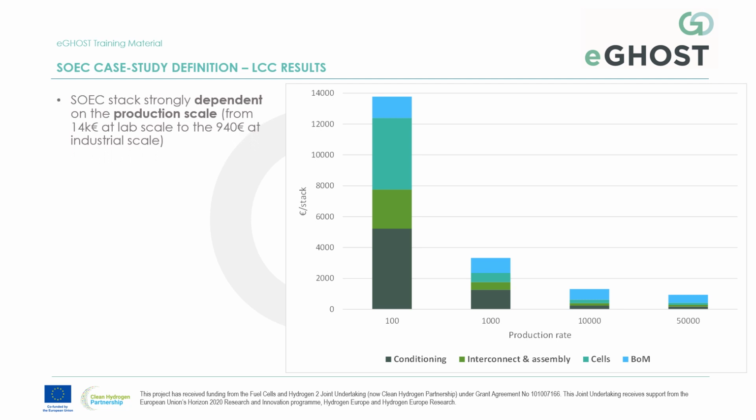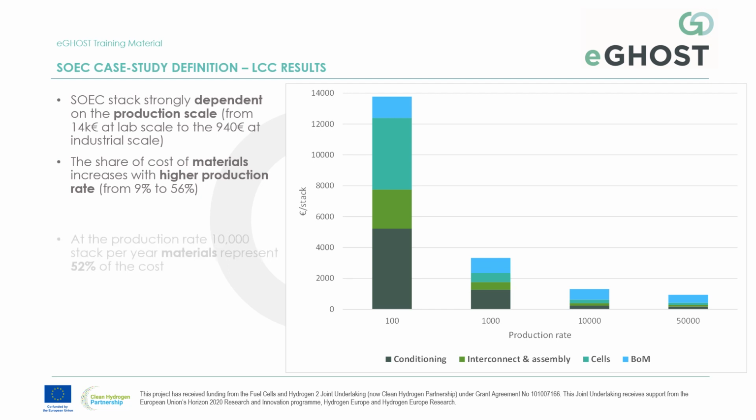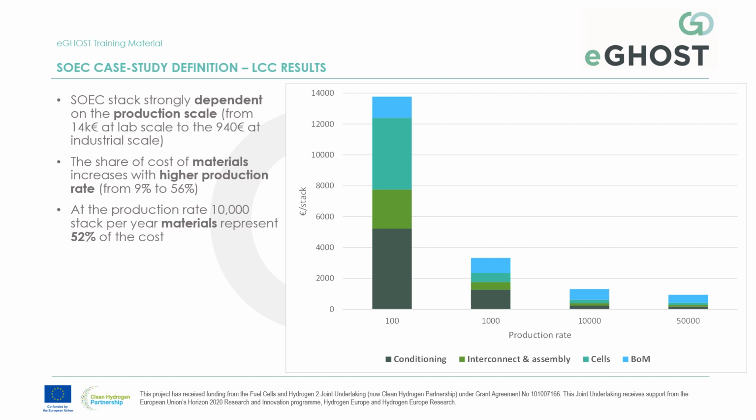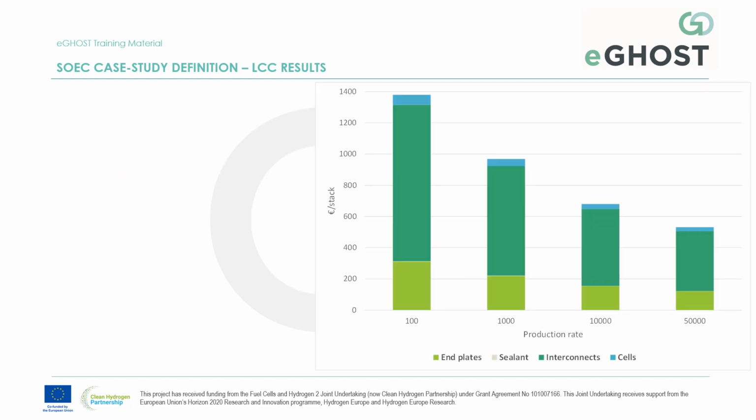If we go to the life cycle costing results, you can see that again the results strongly depend on the production rate. The share of cost of materials increases with higher production rate. Again, it's the same as for the PEM cell. And yeah, basically at 10,000 stacks per year, the materials contribute more than 50% of the cost. Again, let's check which materials contribute to the costs.